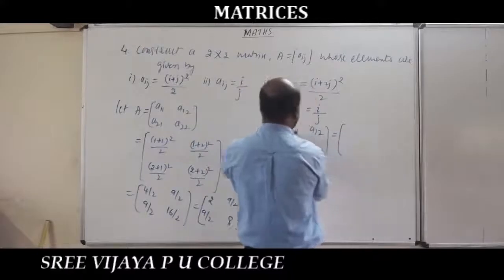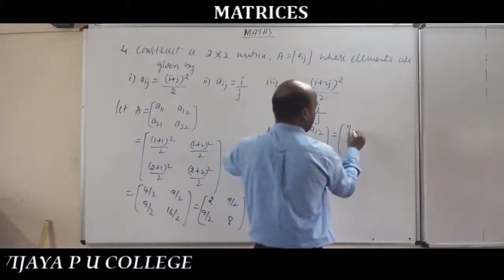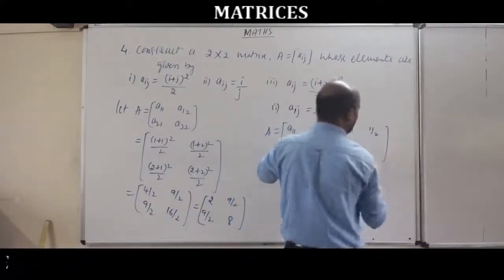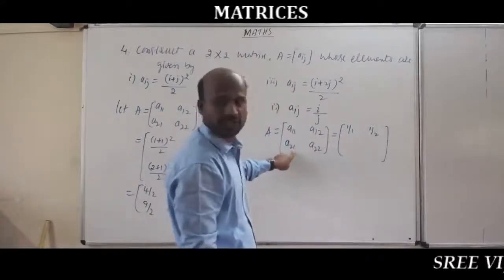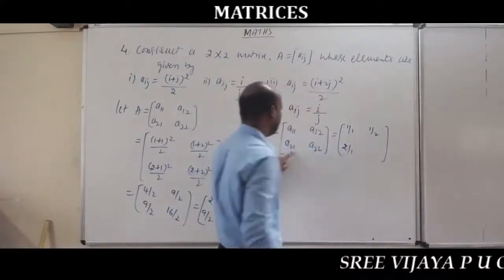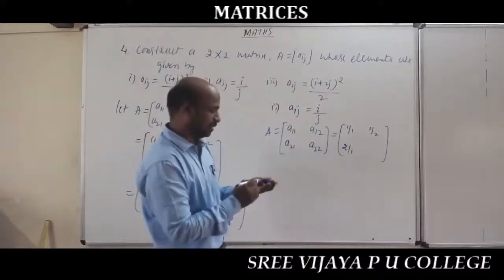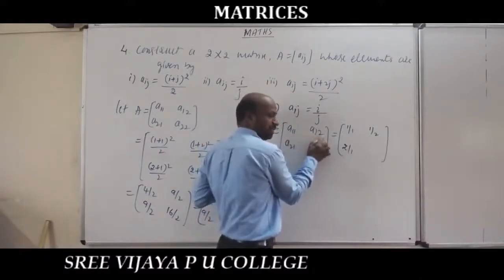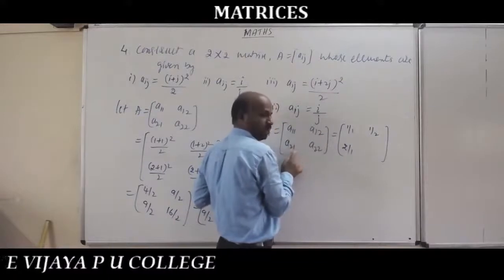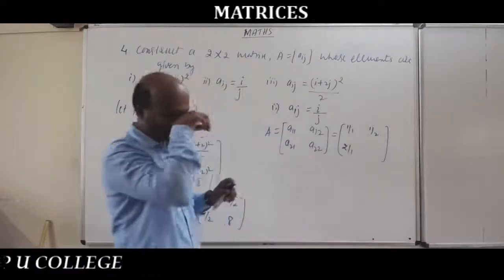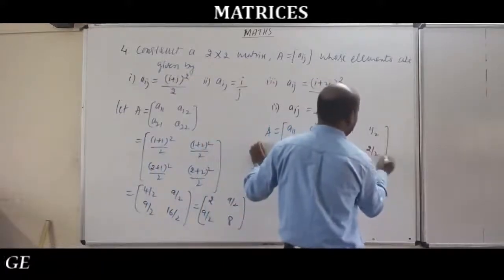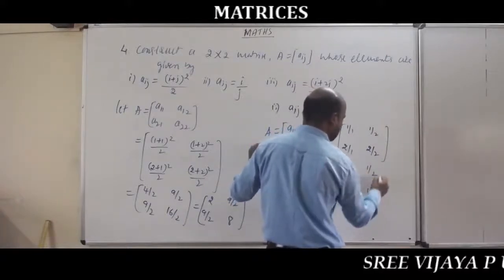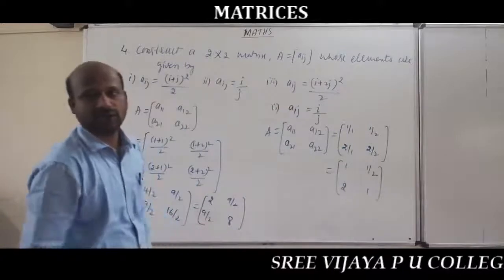I by j: i is 1, j is 1, it is 1 by 1; a12, i is 1, j is 2, it is 1 by 2; i is 2, j is 1, it is 2 by 1; i equals 2, j equals 2. So here first thing we have to do is i equals 1, j equals 1; i equals 1, j equals 2; i equals 2, j equals 1; i equals 2, j equals 2. That is equal to 1 by 1 is 1, and this is 1 by 2, 2 by 1 is 2, and this is 1. A matrix of order 2 by 2.